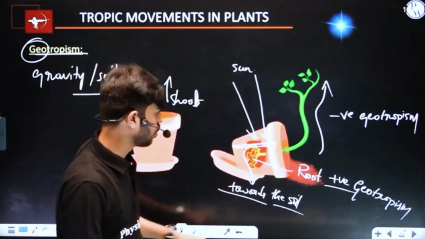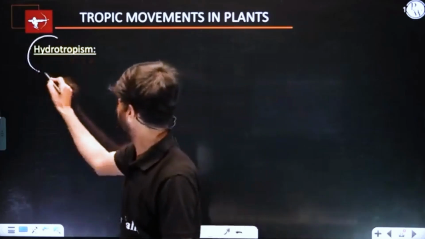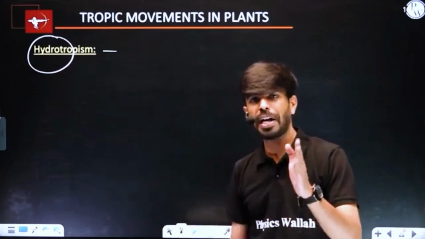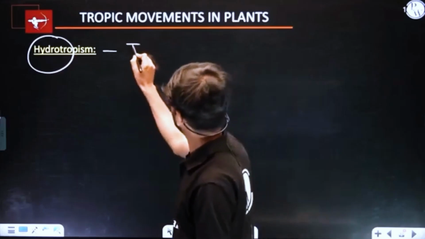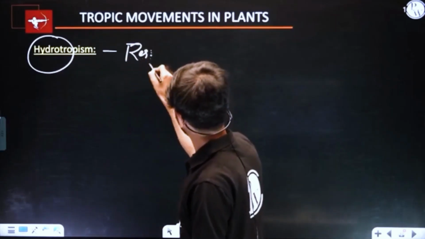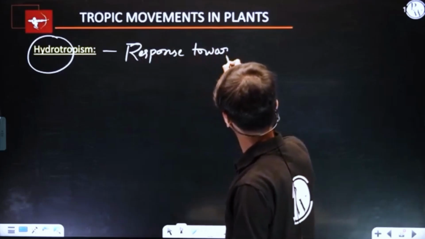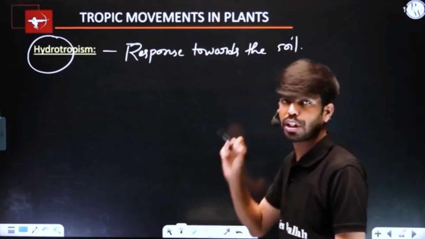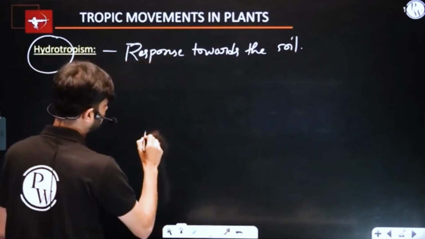Okay. Now, when it comes to another topic, that is called hydrotropism. Hydrotropism. What is the meaning of hydrotropism here? Yes, the movement of a plant part towards the water. You can say response towards the soil. Soil ಕಡೆಗೆ ಏನಾಗ್ತಾ ಇದೆ? ರೆಸ್ಪಾನ್ಸ್ ಅನ್ನು ಶೋ ಮಾಡ್ತಾ ಇದೆ. ಎಕ್ಸಾಂಪಲ್ ತೆಗೆದುಕೊಳ್ಳೋಣ. Germination of seeds.